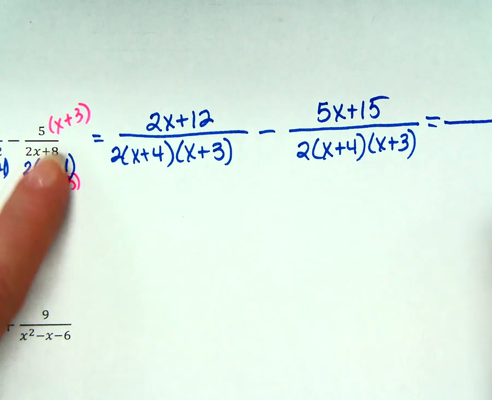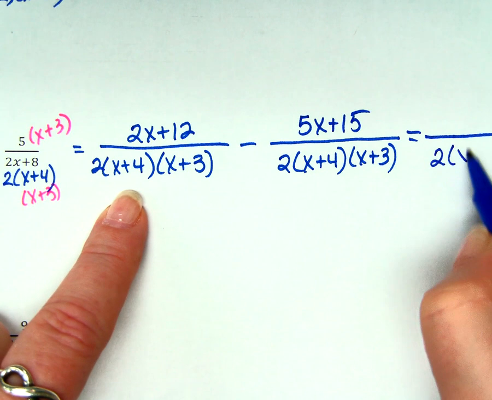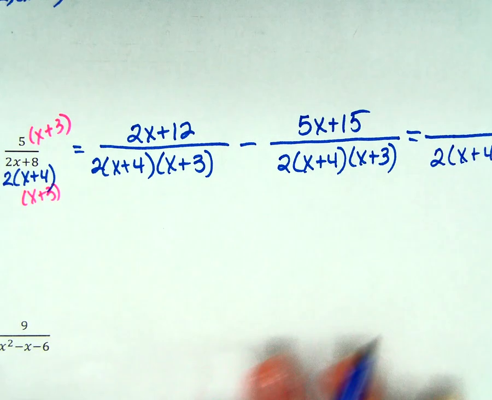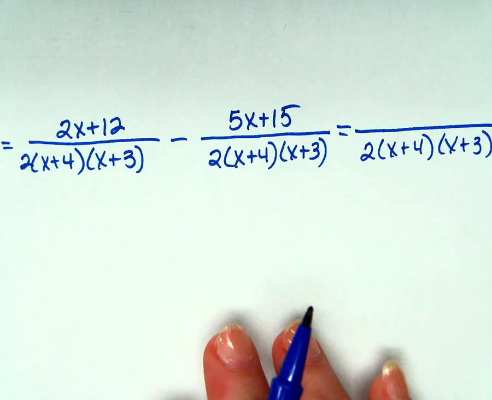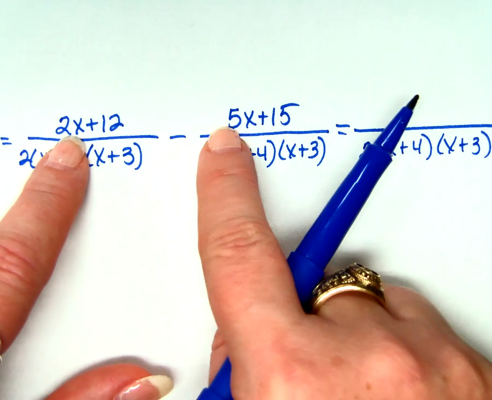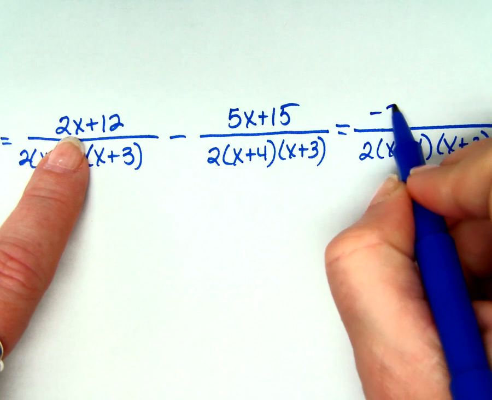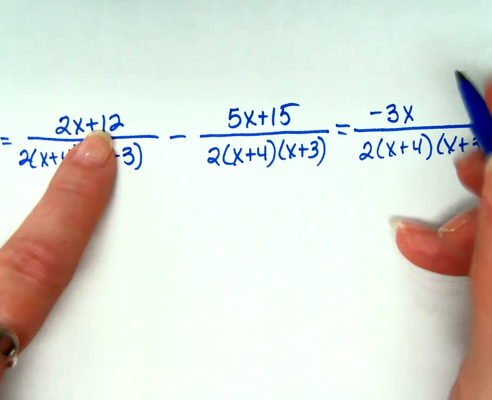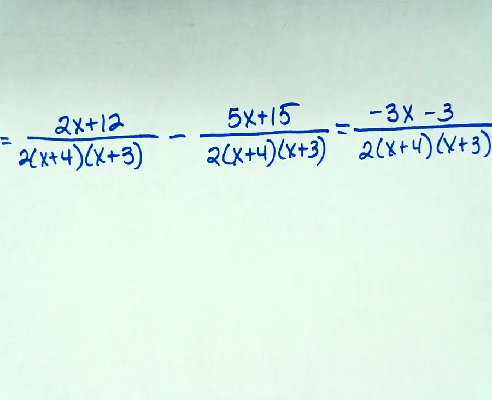So once I have my common denominator, which is 2 times x plus 4 times x plus 3, what do I do with the numerators? Combine, right? I'm subtracting those, so keep that in mind. So 2x minus 5x, negative 3x, and then 12 minus 15. Exactly right, minus 3. Okay?